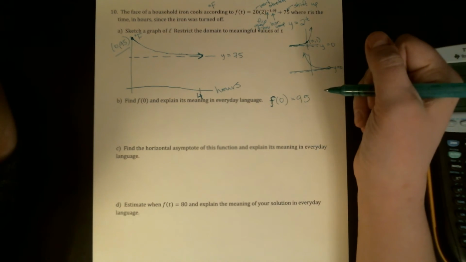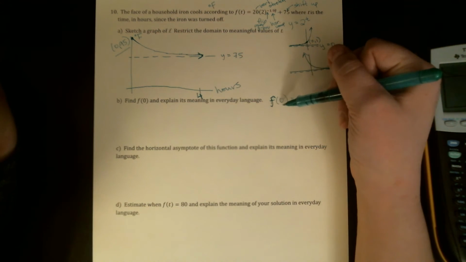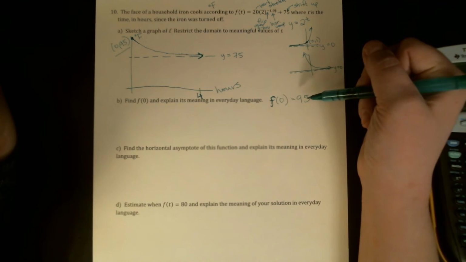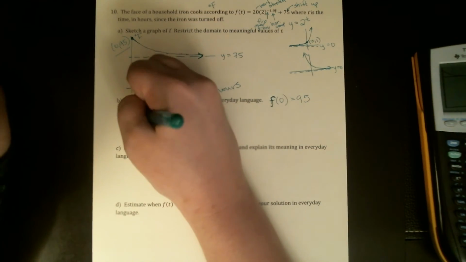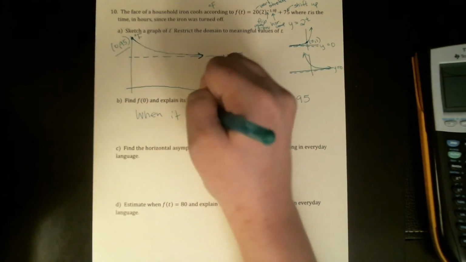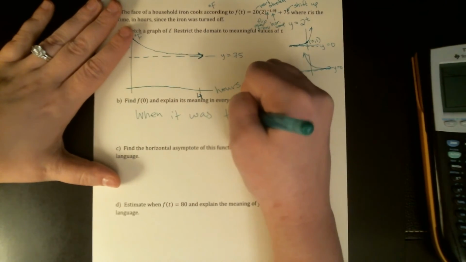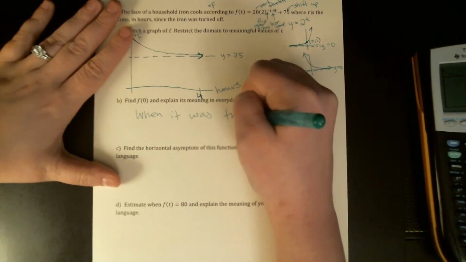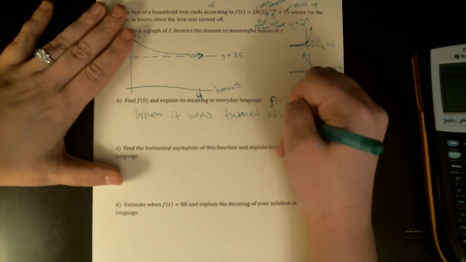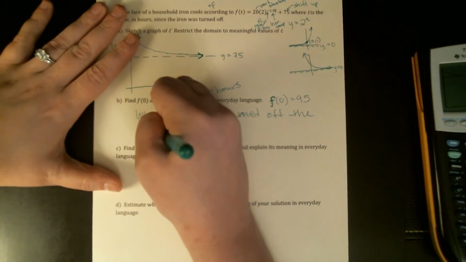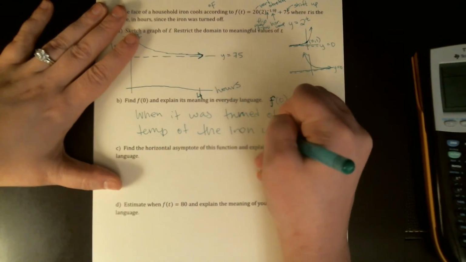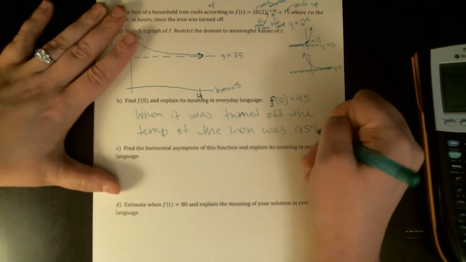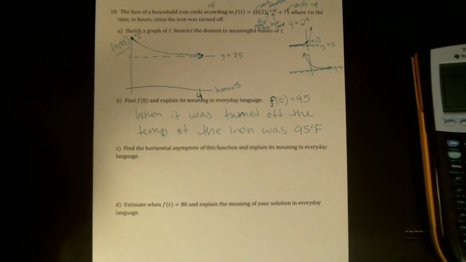The meaning: this means that at t equals 0, so right when the iron was turned off, its temperature was 95 degrees Fahrenheit. So that's how hot it was heated up to when it was turned off. Oh, this is less than legible today. The temp of the iron was 95 degrees Fahrenheit. Okay, so y-intercept, that was the initial temperature of the iron when it first started cooling.